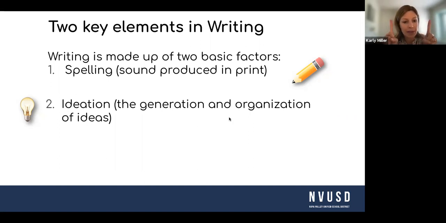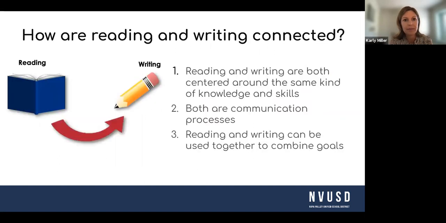So two key elements with writing: one, the spelling piece, which we'll talk a little bit more about. And then two, this ideation, because we want them to come up with ideas. And sometimes they get a little stuck when they have to write them down, because that's a lot of ideas and they're still struggling with being able to sound it out. So two key ones to remember when you're looking and working with your student at home.